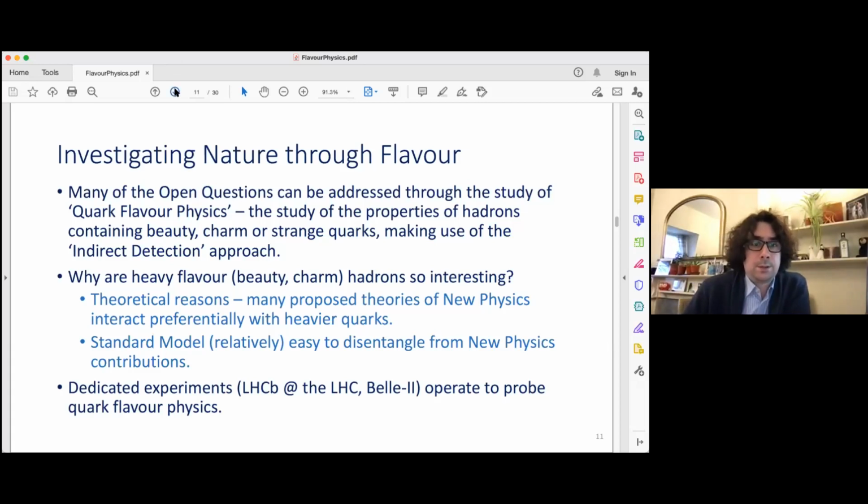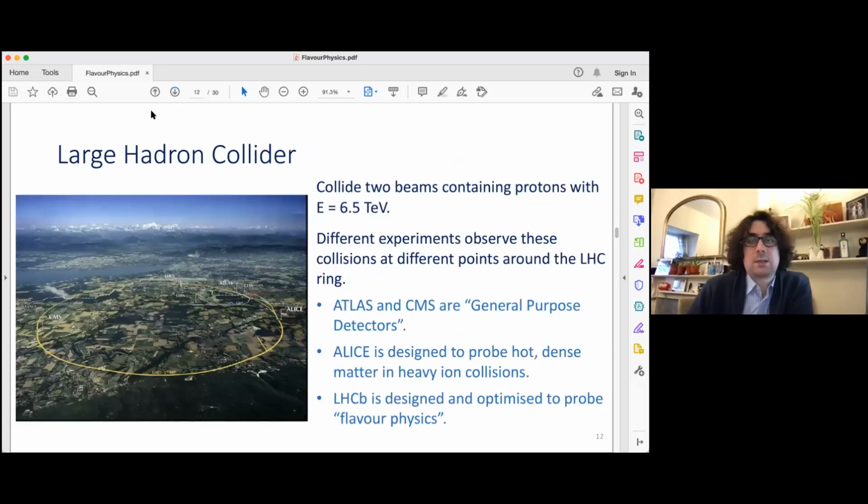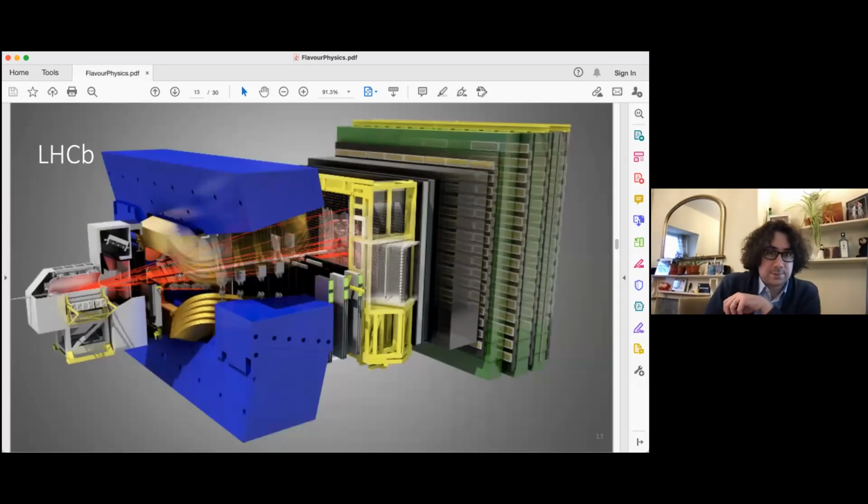experiment. The Large Hadron Collider collides proton beams, as I'm sure you've heard. Here's a schematic of the ring situated in and around the Geneva area. And we have different experiments that are observing these collisions at different points around the LHC ring. You've got the CMS and ATLAS detectors that are general purpose detectors. You've got ALICE that's looking to probe hot dense matter in heavy ion collisions. And you've got LHCb, which is designed to probe flavour physics. And this is a schematic of the LHCb detector. It's about 20 meters long.